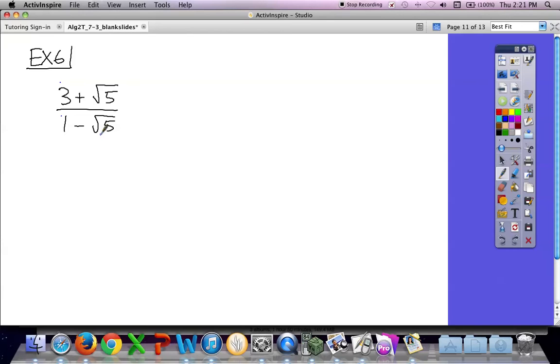And what did we have to do in last night's homework? We had an irrational denominator. And that's the directions on a problem like this. Rationalize the denominator. It doesn't even say divide. It just says rationalize the denominator. We don't want an irrational denominator.